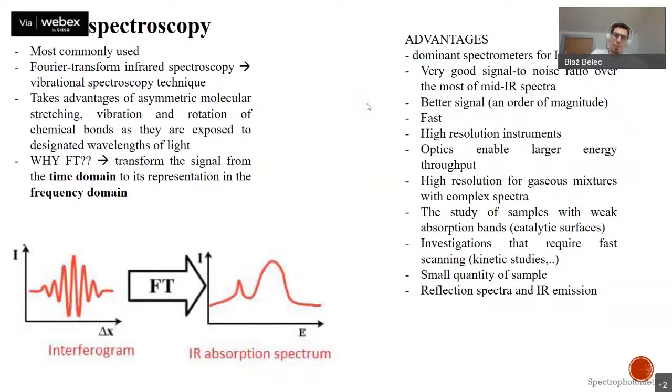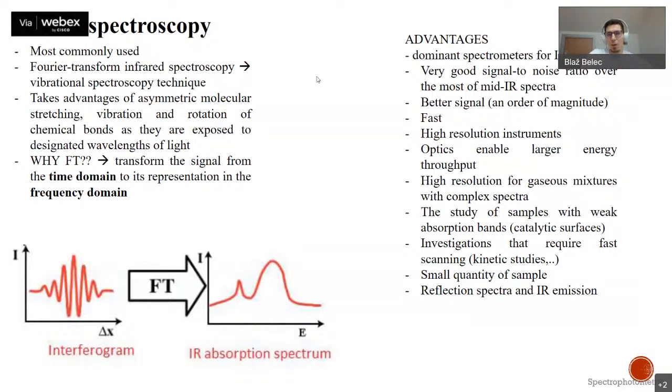The most known and most used spectroscopy is FTIR spectroscopy, so Fourier transform infrared spectroscopy. Why FT? Because it transforms the signal from the time domain to its representation in the frequency domain. So the maths, the physics behind it gives us better results, so resolution. The advantages of FTIR spectroscopy over the other IR spectroscopy are that we get a very good signal-to-noise ratio over most of the mid-IR spectra. We got better signal by orders of magnitude compared to the older IR spectroscopy methods.